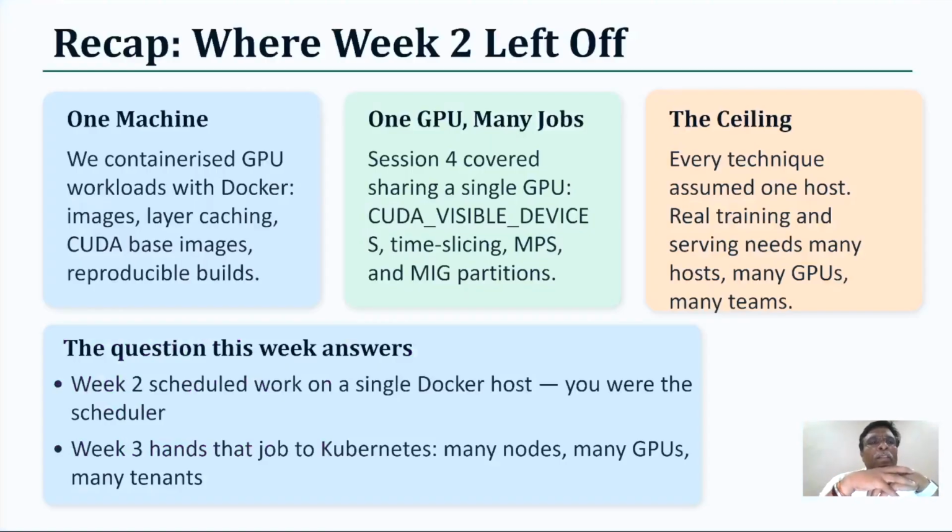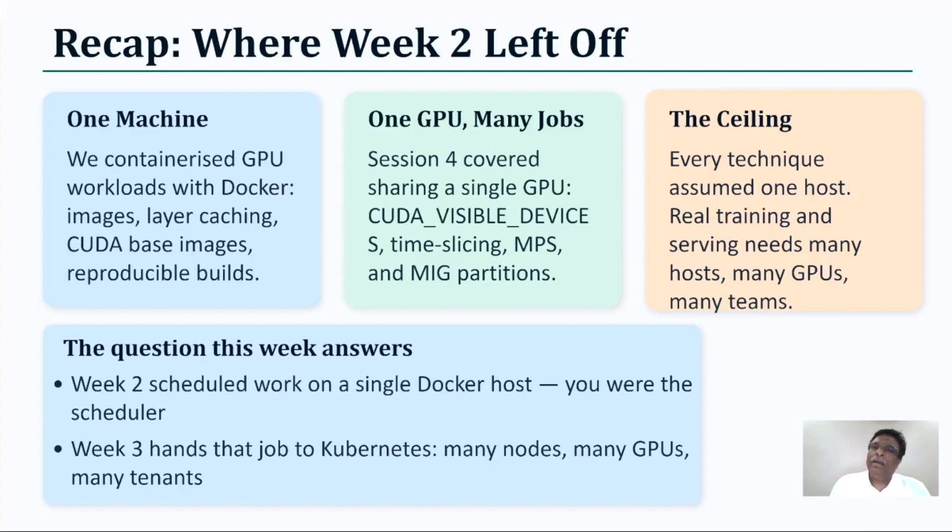Here we'll just recap where we left week 2. In week 2, we saw that there was one machine. We containerized the GPU workloads with Docker. That basically meant Docker had images, CUDA-based images, and we reproduced the builds. We also showed that on one GPU there can be many jobs, and how CUDA visible devices show us which GPU we are working on.